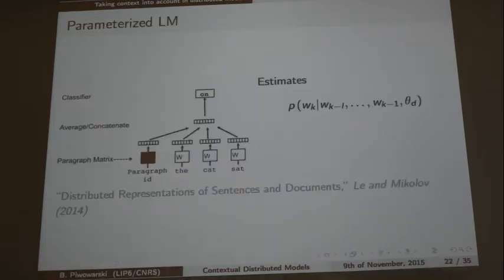Another work, done in 2014 by Le and Mikolov, was also based on the idea of representing the context as a vector. Here it's a neural network language model, a very simple one. You have the cat sat, which are the three previous words, each associated with one vector, and then you have something which represents the context, here a paragraph, but it could be a document, for example. You use this, in their model very simply, by just averaging the vectors and using this in order to predict the next word in the sequence.